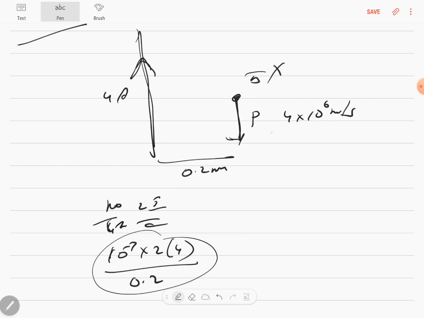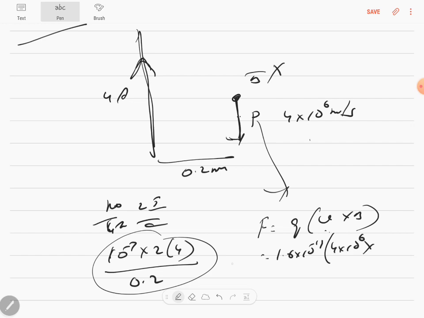And the force on this is the Lorentz force. F is equal to q v cross B. q of the proton, charge of the proton, we can take as 1.6 into 10 to the power minus 19, into velocity v of the proton, 4 into 10 to the power 6, into B, whose value can be substituted. Hence you can find the force. This is what he has done.